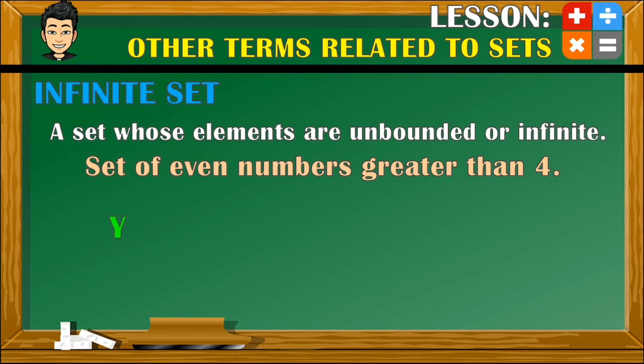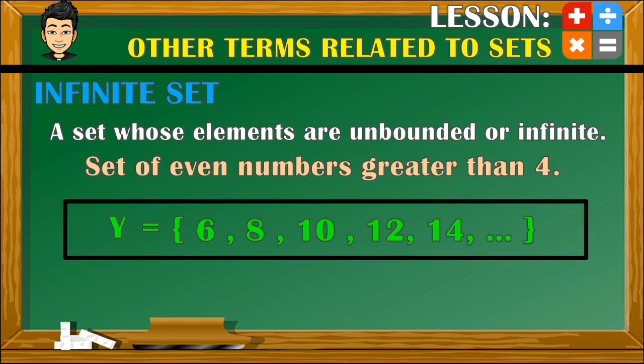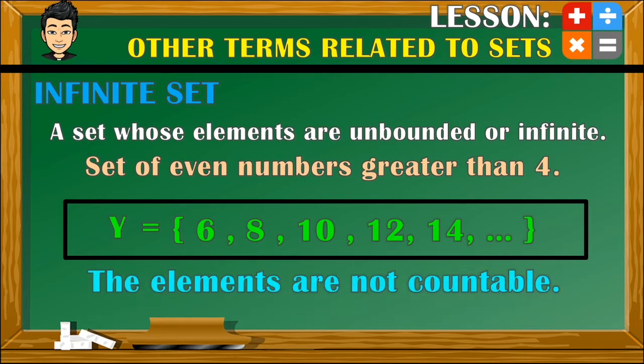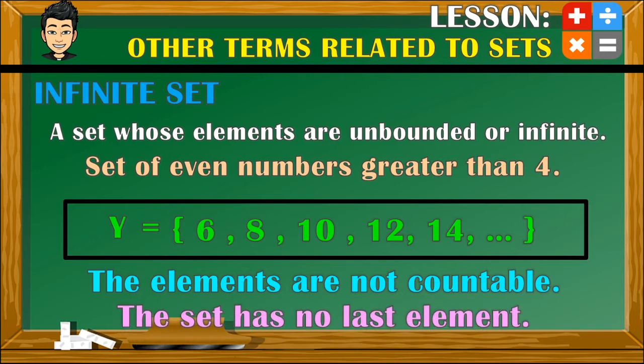As you already know, even numbers are numbers that can be divided by 2. Since the elements are even numbers greater than 4, we start with 6, 8, 10, 12, 14, and so on. If you notice, we have no last element. That is because the set is unbounded. There are unlimited even numbers that are greater than 4. So in an infinite set, the elements are not countable, and the given set has no last element.